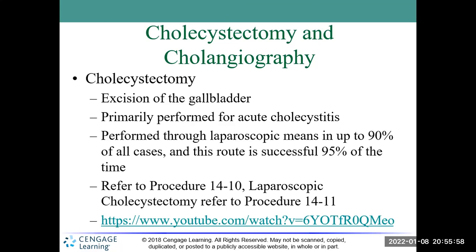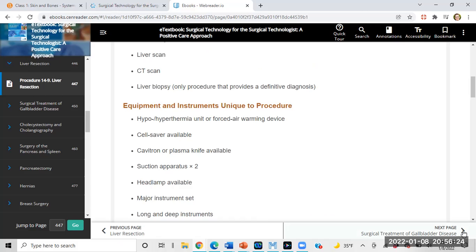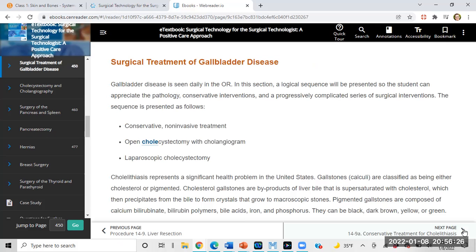Now, cholecystectomy and cholangiogram. So these are done usually together. This is excising the gallbladder, removing that gallbladder for cholecystitis, acute cholecystitis. It is usually done laparoscopically, and it is very successful 95% of the time. Of course, in the book, you're going to have that procedure. I'll zip over there. There's all of the instruments that are used there.